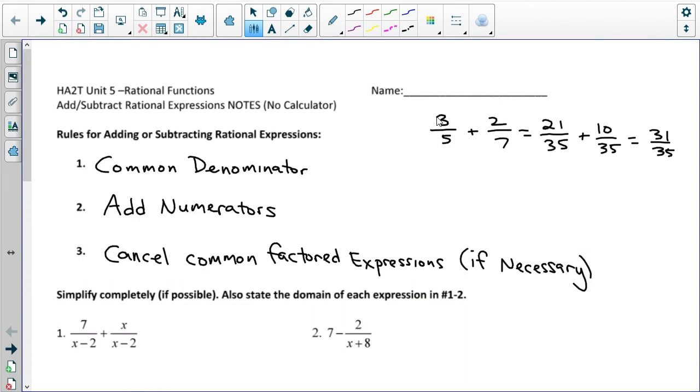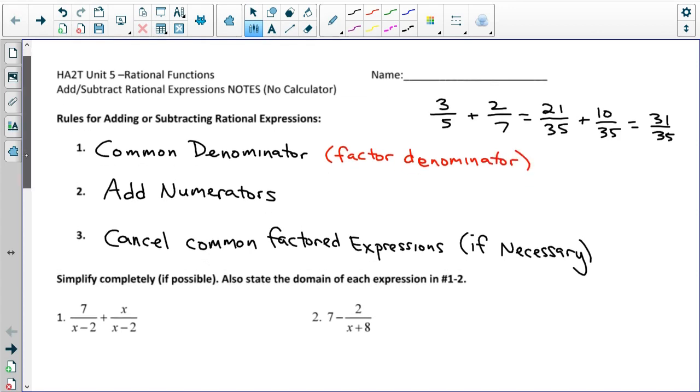In order to get common denominators, we often want to factor the denominators first. Denominator. I'm really struggling spelling that in these last couple of videos.